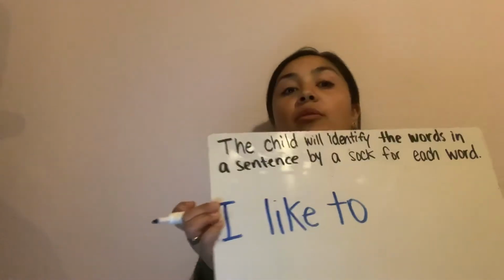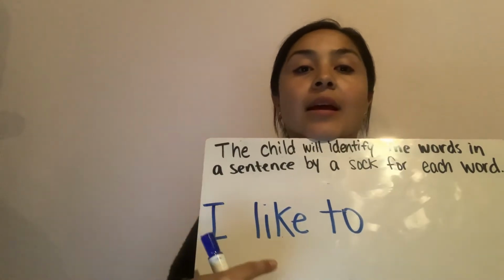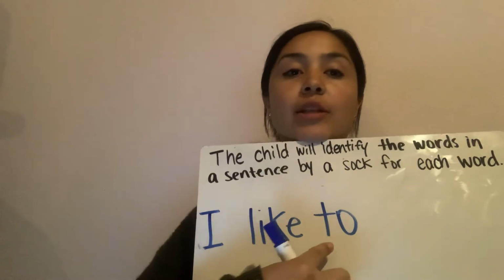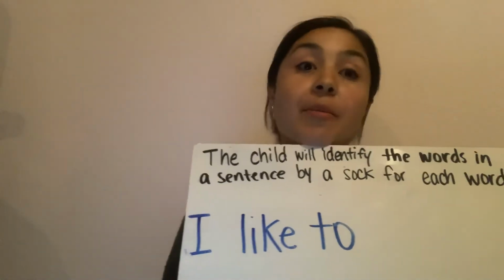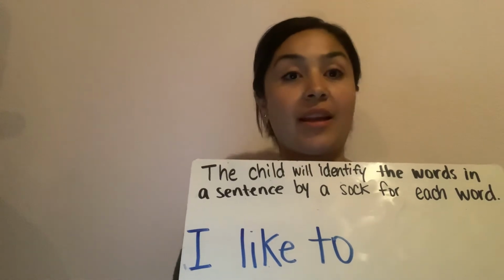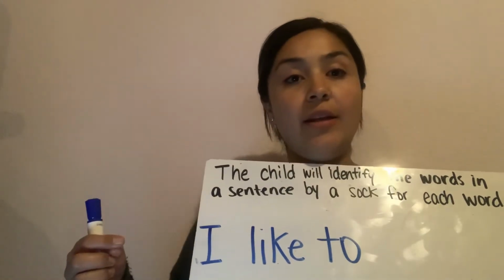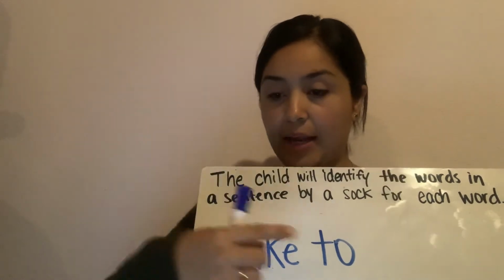So I'm using my 3 sight words: I, like, and to. Maybe you were practicing over the week what those words are and how they're spelled, and if so, awesome. If not, here they are again. It's I like to, and my sentence is I like to jump. So I'm going to go ahead and write jump.